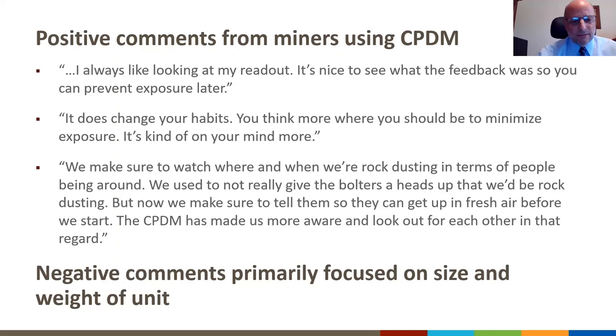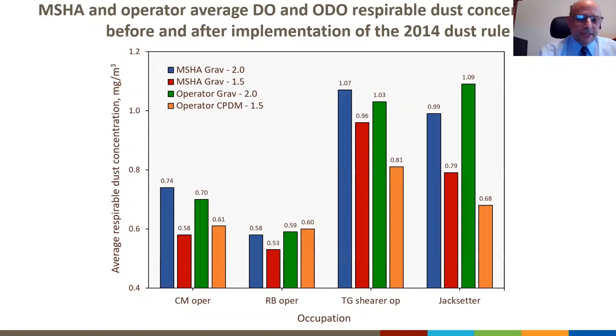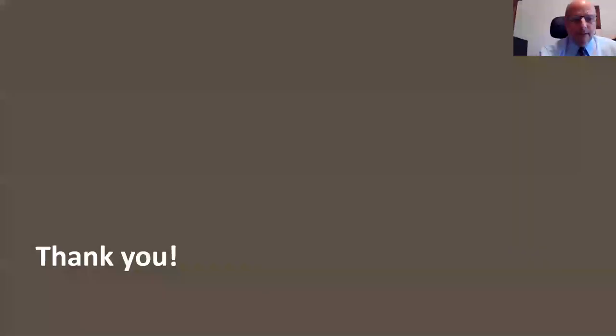Next slide, please. So finally, this is actual dust concentrations for these 4 occupations over those time periods. And you can see that dust levels have dropped almost in every case. And we feel that the CPDM, based on the information I provided before, contributed significantly to this improvement in dust exposure. Next slide. And with that, I thank you for your attention. I'll be happy to answer questions at the end.